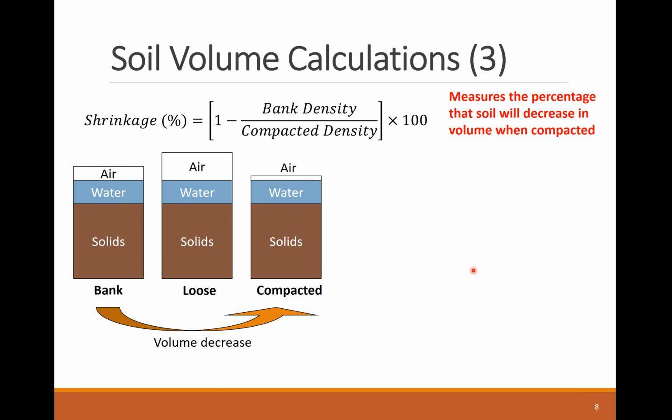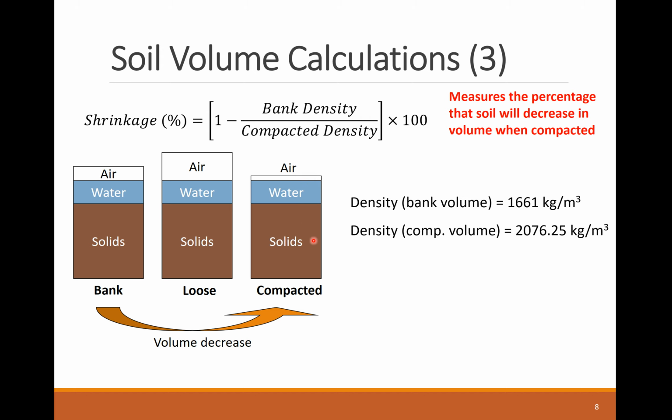Similar relations and parameters can be used to measure the volume reduction of the soil under compaction. When the soil is compacted, its volume is reduced by squeezing its air voids while the water and solids stay the same. This means that the volume is decreased for the same weight or mass, which translates into more density for the soil when compacted compared to its bank or loose density. You can see such density difference in the shown example here for the bank and compacted density. So the compacted density is more than the bank density.